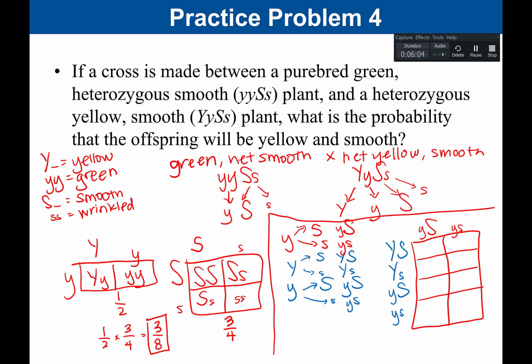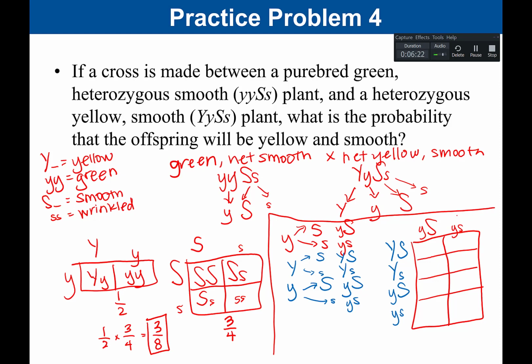So this is how I set up my Punnett Square. The blue is on one side. There were 4 possible gametes, so I put all 4 on the outside. For the one that's red, there were 2 possibilities, little y, big S, or little y, little s. And so now all you're going to do is fill in your Punnett Square.